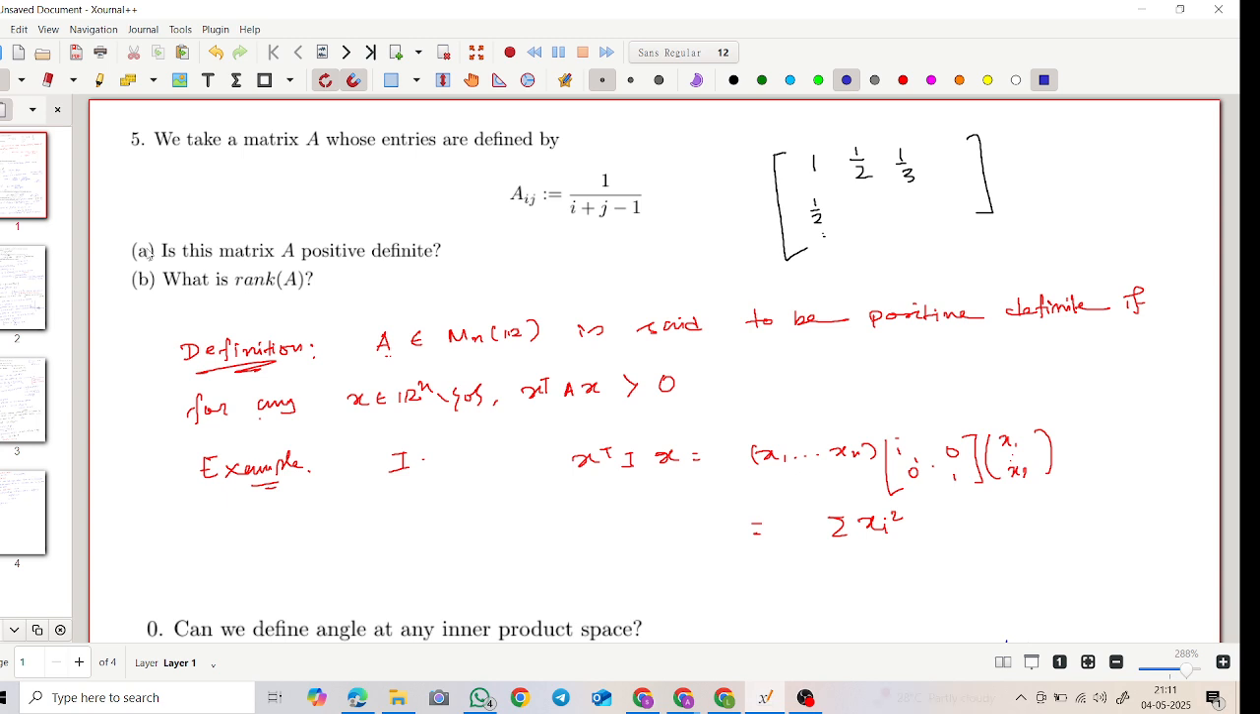Sir, if we write the matrix A, it is of the form 1/2, 1/3, dot dot dot 1 by n, and the next row starts with 1 by 2 and something.